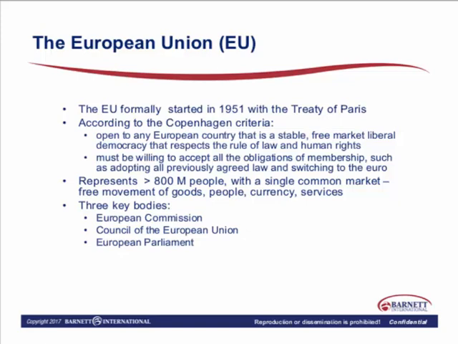It represents greater than 800 million people. They have a single common market with free movement of goods, people, currency, and services. It makes it really easy. I just got back actually from Italy and Spain, and the one thing that was great was I didn't have to carry a bunch of different types of currency. I mean, both countries are in the EU, so they're all euros. So it really makes it a lot easier to travel as a tourist for those of you that are here in the U.S.